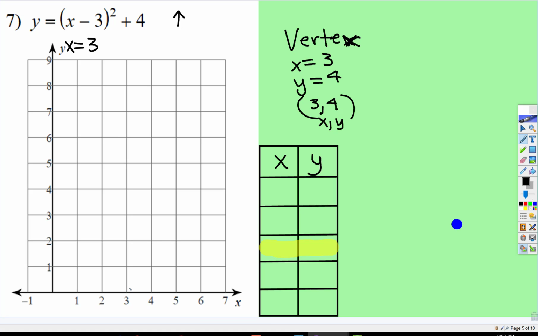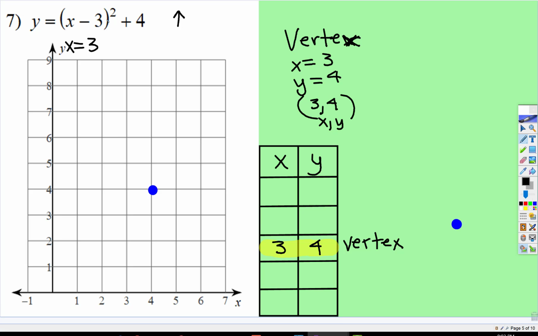All right, so at 3, +4, you go ahead and mark your spot. And I would go ahead and put the vertex now in the center of the table. And then remember, if we can find the y-intercept or one other value, we can make it symmetrical. So if we put 0 in for x, remember when x is 0, that's how we find the y-intercept.